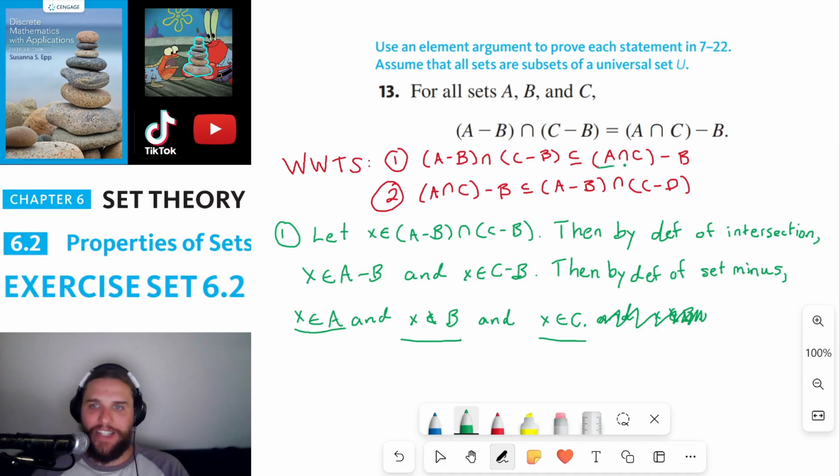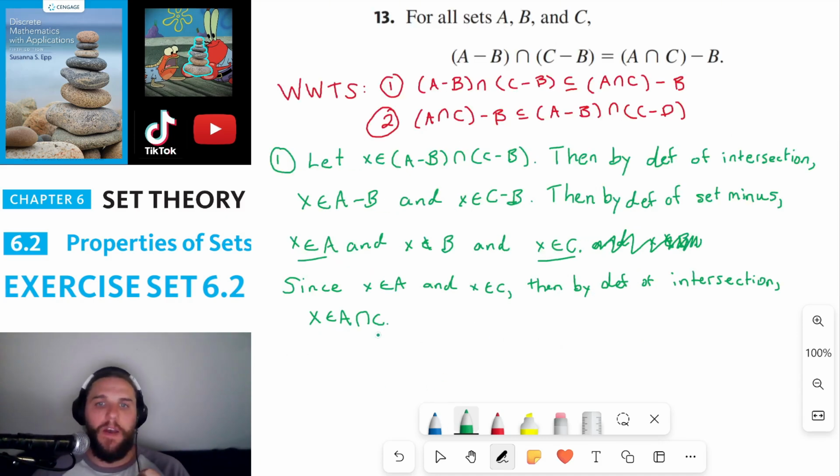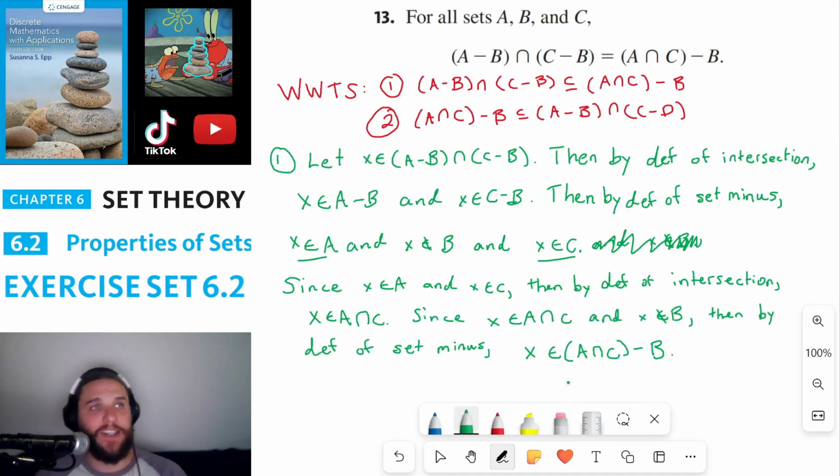We want to show that X is an element of (A intersection C) minus B, which means X is an element of this set and X is not an element of B. We already have that X is not an element of B, so we just need to show that X is an element of A intersection C. To do that, we already have that X is an element of A and X is an element of C. Since X is an element of A and X is an element of C, then by definition of intersection, X is an element of A intersection C. So now we have X is an element of A intersection C and X is not an element of B, which then we can use the definition of set minus again. And so we've shown that X is an element of (A intersection C) minus B. And so that proves this first part here.